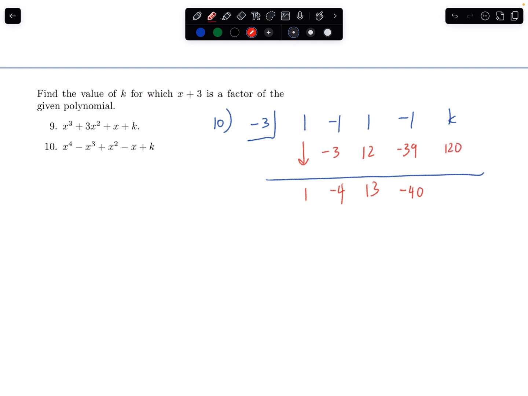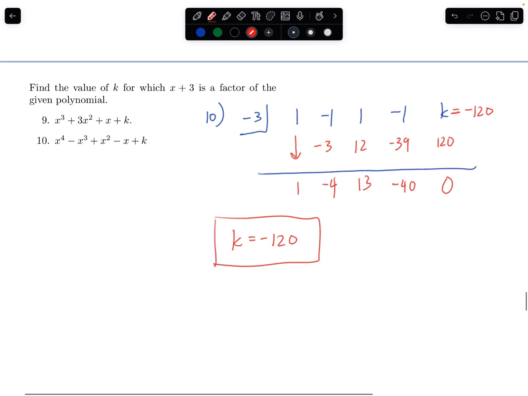Now, when I'm doing this synthetic division, if it divides perfectly, the remainder should be 0. So to get 0, what plus 120 is 0? Negative 120. So then k must be negative 120. There it is. It's the answer. Oh, that was easy. No problem.